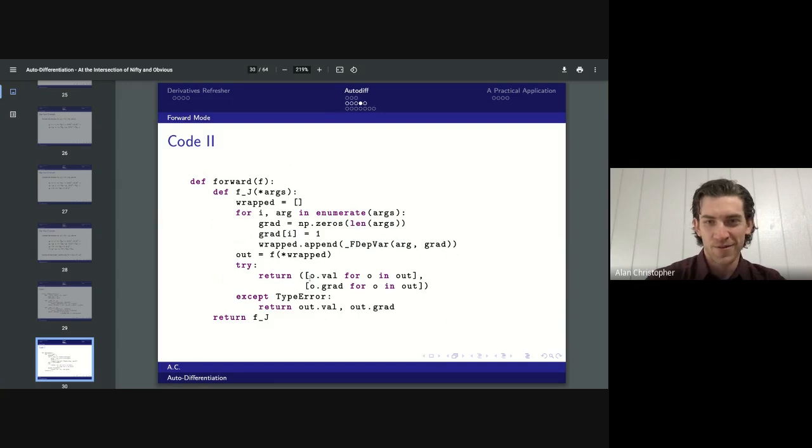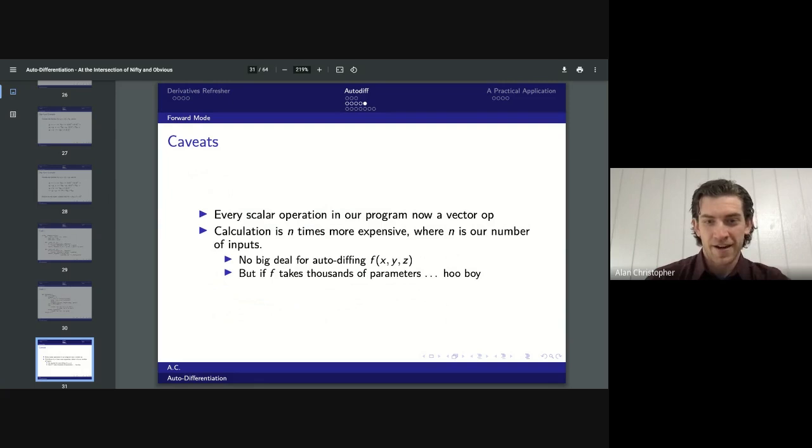All right, and that is the entirety of the auto-diff forward mode algorithm. It has a couple of caveats worth noting. First, every scalar operation in our program has now become a vector operation, at least as implemented here. There are other ways that don't use vector ops, but that still have this same sort of n times calculation expense. But now it's more expensive, right?